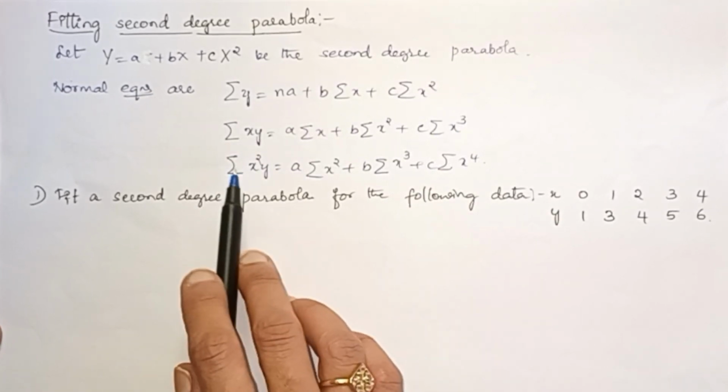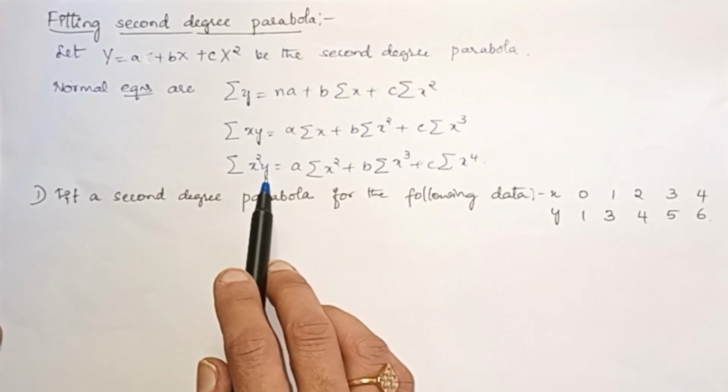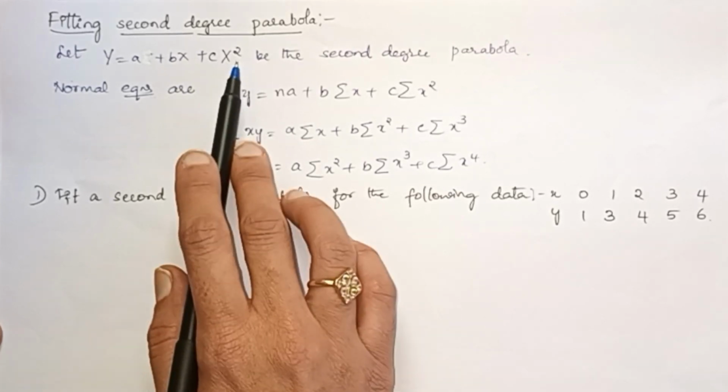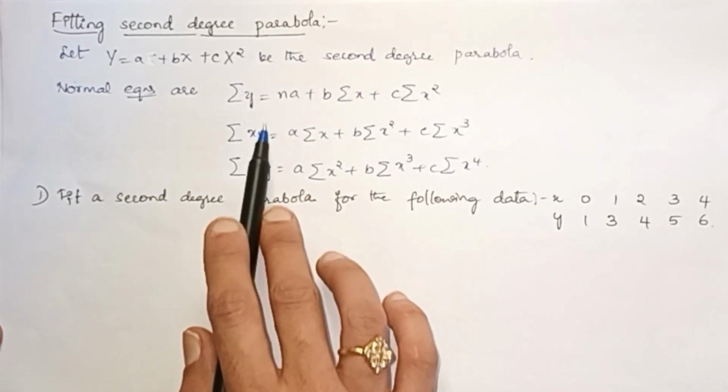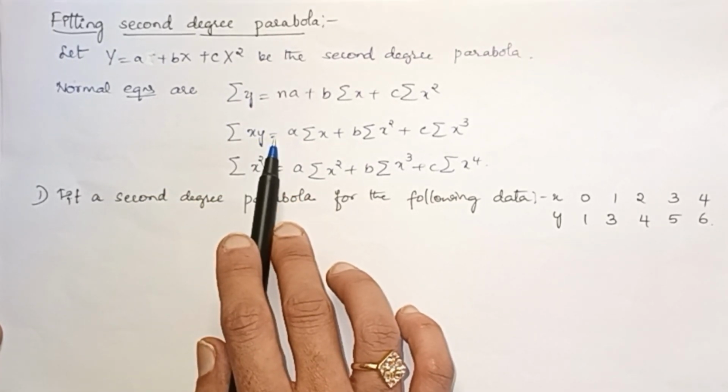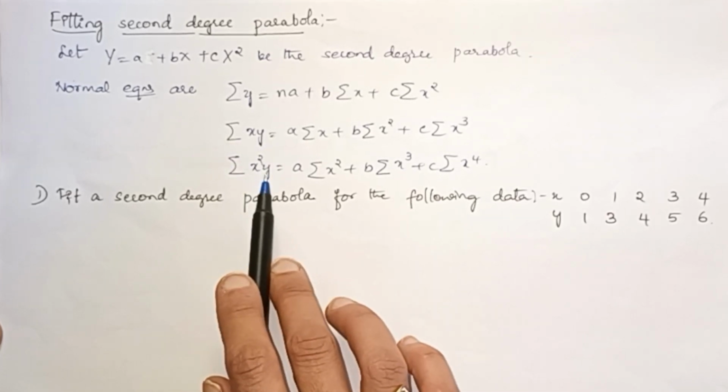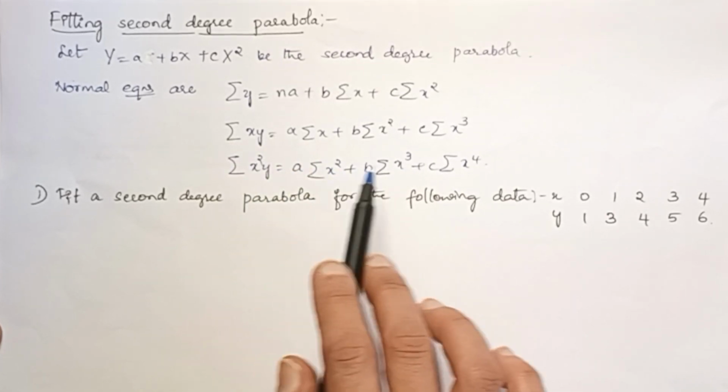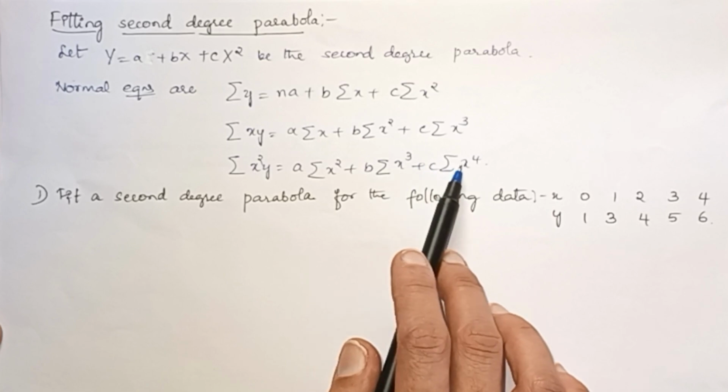Then similarly sigma x square y. So up to x square, because the highest degree is 2 here. In the previous case you had up to sigma xy because it was linear. Now sigma x square y equal to a into sigma x square plus b into sigma x cube plus c into sigma x power 4.